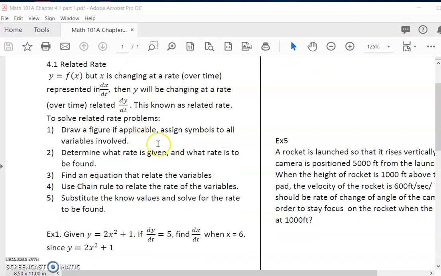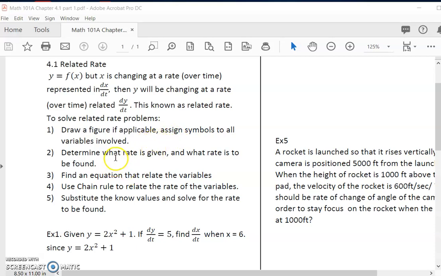So to solve these problems, typically we have 5 steps. The first is, after you read the question, involve drawing a figure or picture of what's happening and assign symbols or variables to all measurements that change. This is very important. A lot of students weren't able to do related rates because they assign values to variables. If it is a variable that changes, then you should use symbols for it.